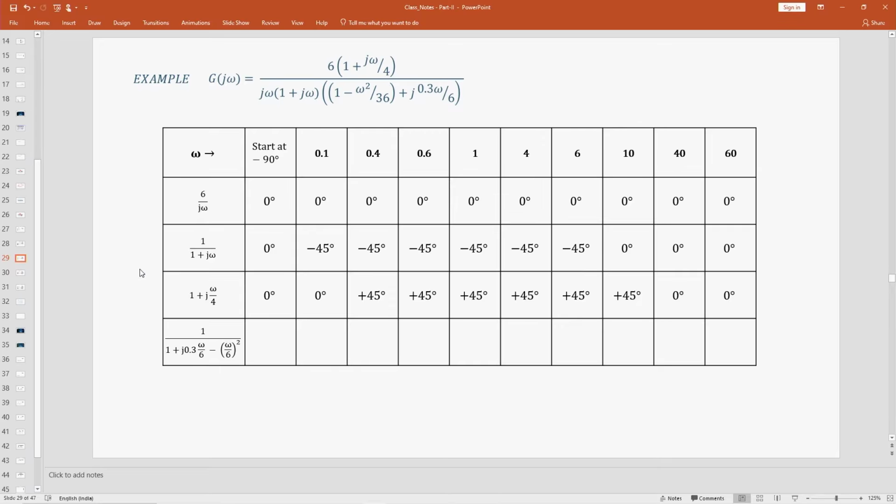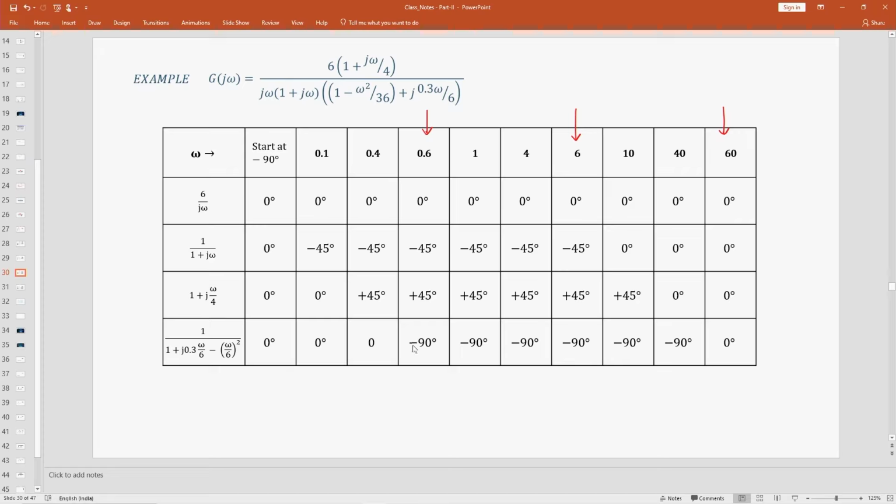Now, we come to the next one, which is 1 plus j omega by 4. Again at 4 we are starting, go back 1 decade and then go forward 1 decade. These are the points we are entering. So, from 0.4 there is a plus 45 degree per decade line. So, this is a plus 45 degree per decade line up to 10, and then at 40 it will be 0 again. Similarly, for the complex poles, here the corner frequency was 6. So, you start at 6, go back to 0.6 and then you have 60.